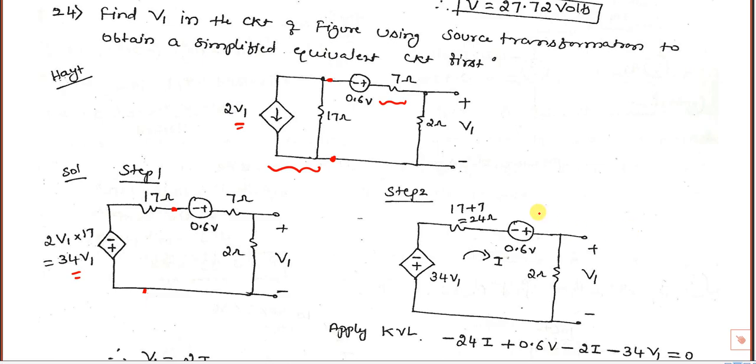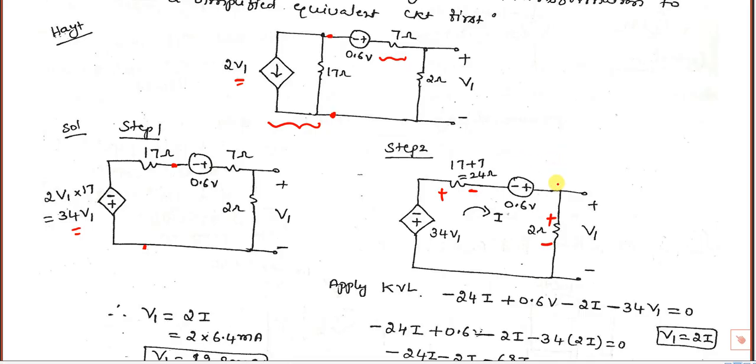Now I have to find voltage V1. This is a simple circuit where I can apply KVL. This is minus plus, let me write this as plus minus. Current in this path is I, where V1 is the 34 V1, and V1 from the circuit is 2 times I. It is mapping with plus minus, here also plus minus.